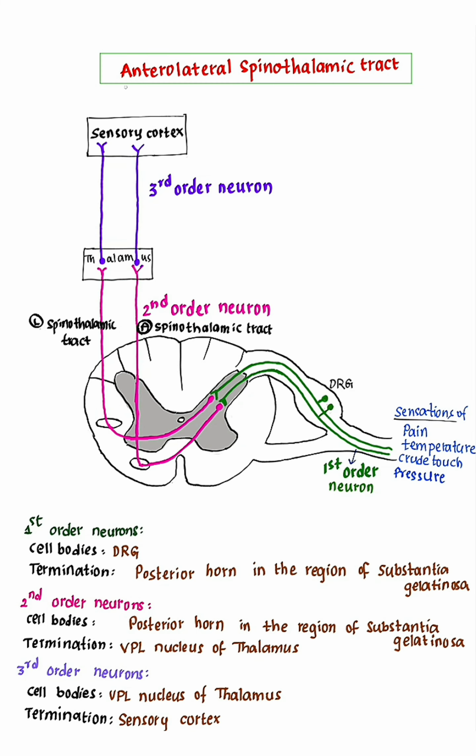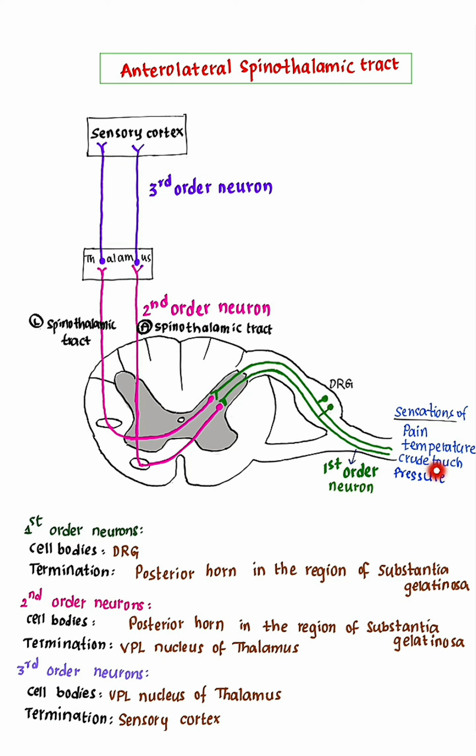Now let's see in detail about anterolateral spinothalamic tract. This tract carries the sensations from opposite half of the body. As it is carrying the sensations from opposite half of the body, the fibers of this tract have to cross the midline. This crossing over occurs at the level of the spinal cord and it is the second order neurons that cross the midline. Pain and temperature sensations from opposite half of the body are carried by lateral spinothalamic tract.